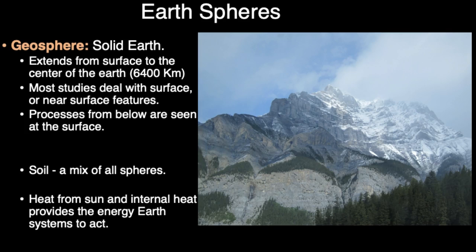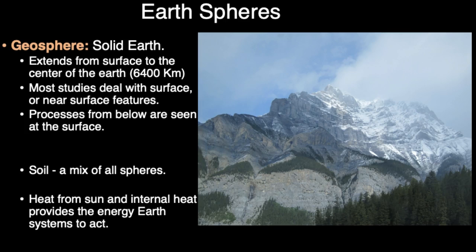Lastly, the last sphere that we have here is the geosphere. Beneath the atmosphere and the oceans lies this geosphere, or solid Earth. It extends from the surface to the center of the Earth, so it goes all the way to about 6,400 kilometers in depth. So it's definitely the largest sphere that we have in terms of volume.